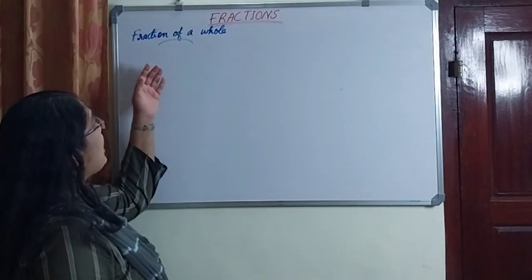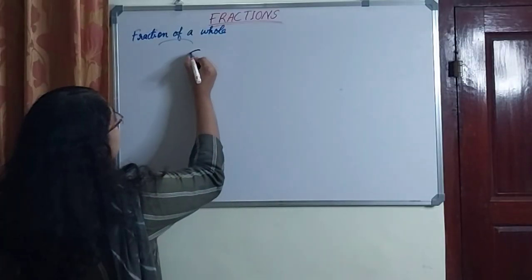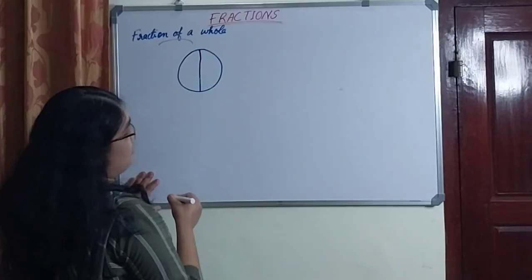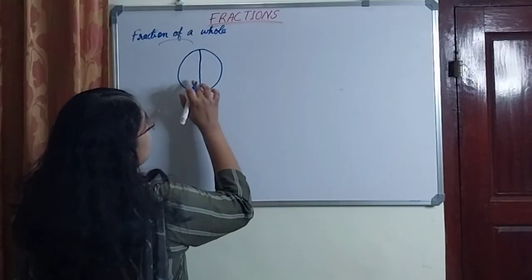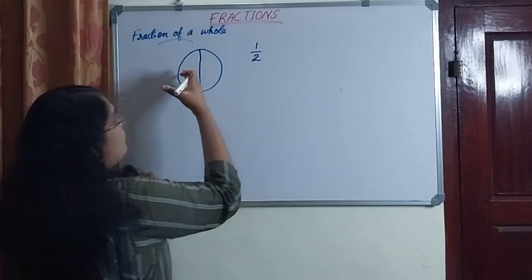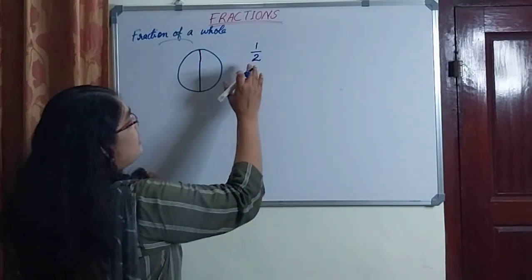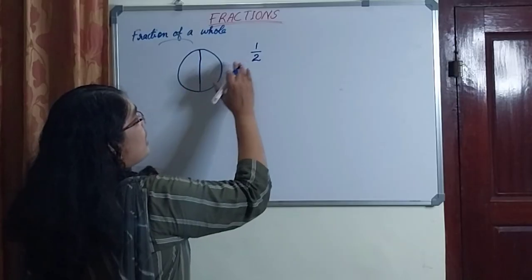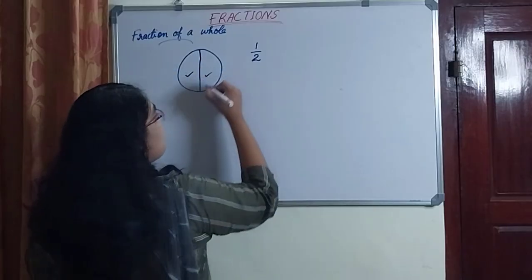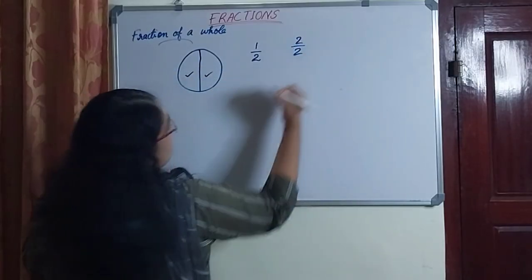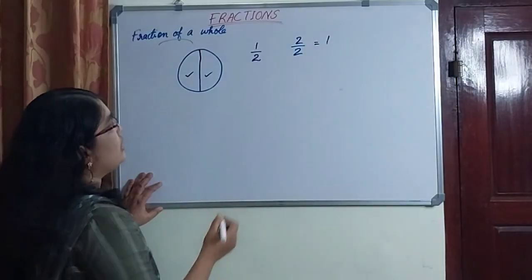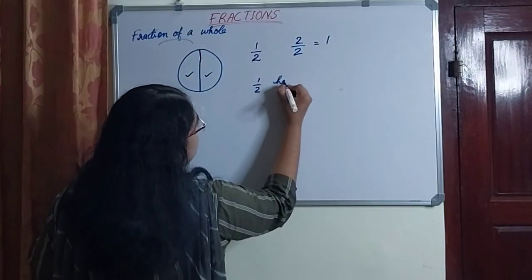Let's learn more about fraction of a whole. Suppose there is a cake which is round in shape and it is divided into two equal pieces. Each piece of this cake can be represented as 1/2 of the whole cake, because there are two parts. It is written as the denominator and each part can be written as 1/2 of the cake. And if two pieces are taken, we can write it as 2/2. It means 2 divided by 2, we can write it as 1.